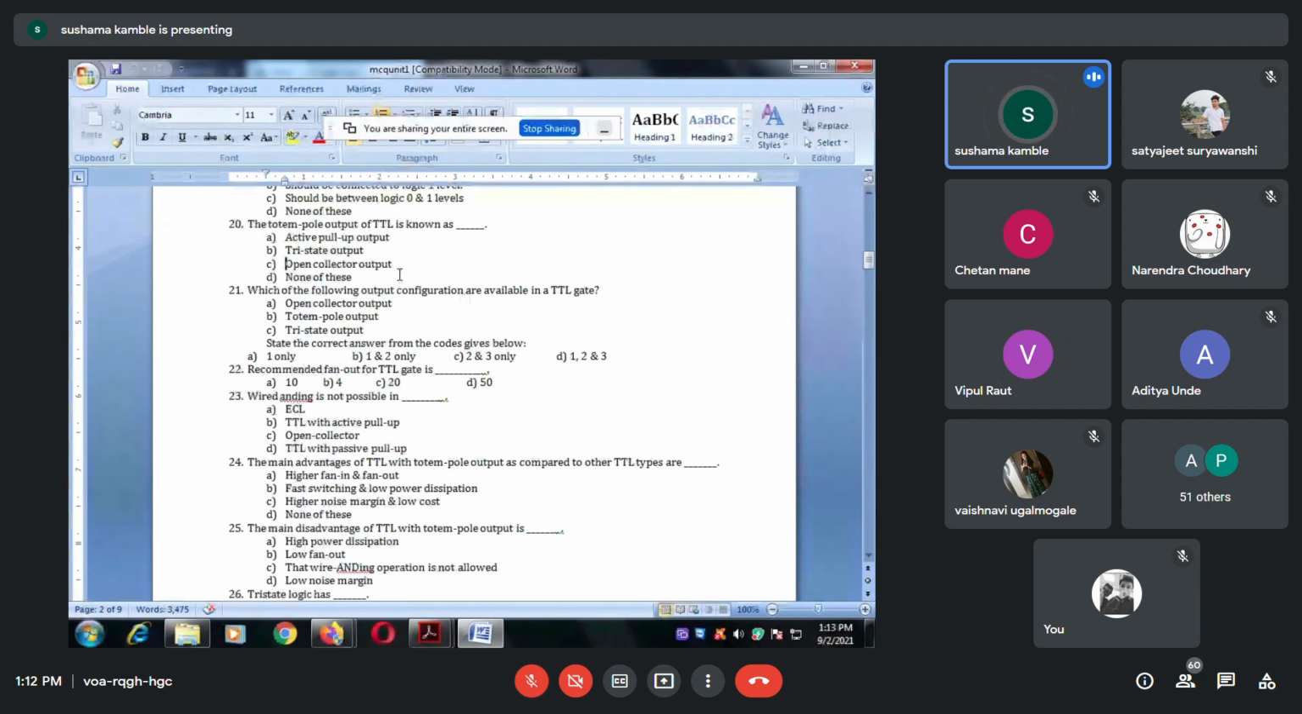Third, open collector output. Is it an open collector? Yes, ma'am. I think C option is correct. Why is it open collector? टोटम पोल में दोनों ट्रांजिस्टर रहते हैं, ओपन कहाँ रहता है वो? Q3 तो VDD को कनेक्ट रहता है ना. डायग्राम है क्या अभी सभी के पास? See that diagram. No, it is not an open collector output.